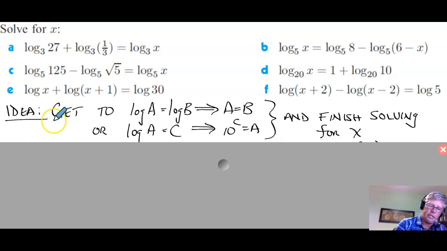The idea is if you can whittle it down to log A equals log B, then your next step is just get rid of the logs. Your next step can say A equals B. That's pretty cool. But if you get the one log on one side equals a number, then you go from logarithmic to exponential. Both ways kind of get rid of the logs, and it may or may not be the right way, but it usually helps, and then you just finish solving for x. So let's try an example.